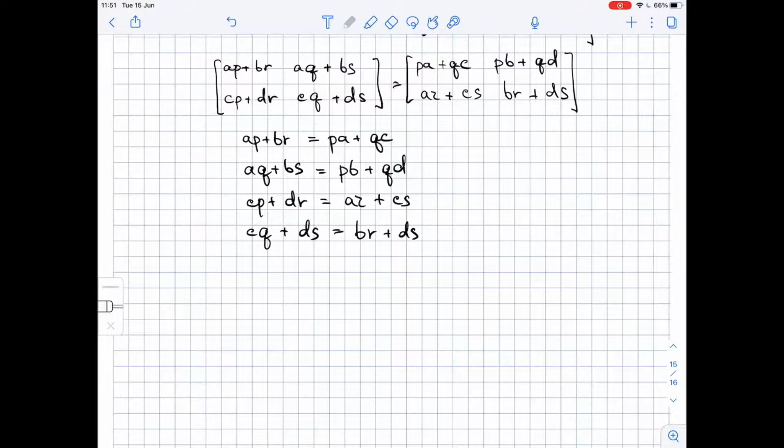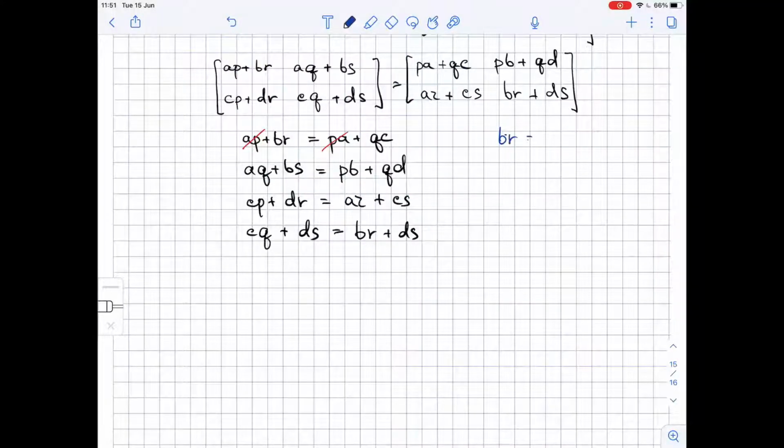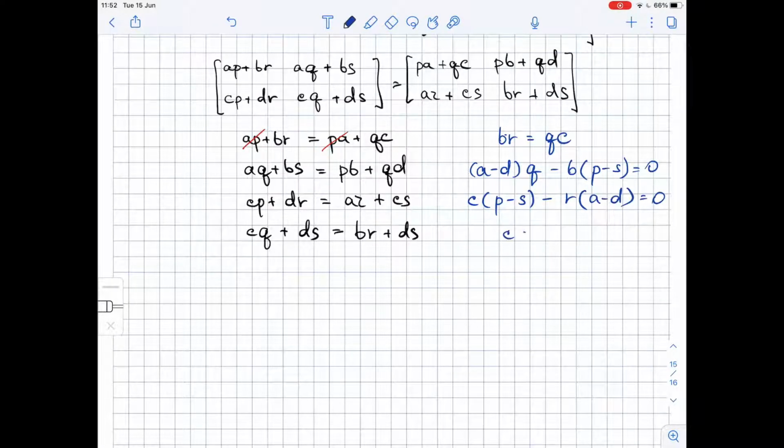Let's simplify them. So here we have ap, which we can cancel. We can just subtract ap from both sides. So we get that br equals qc. Here we have that (a minus d) times q minus b times (p minus s) equals 0. Here we have that c times (p minus s) minus r times (a minus d) equals 0. And finally, cq equals br.